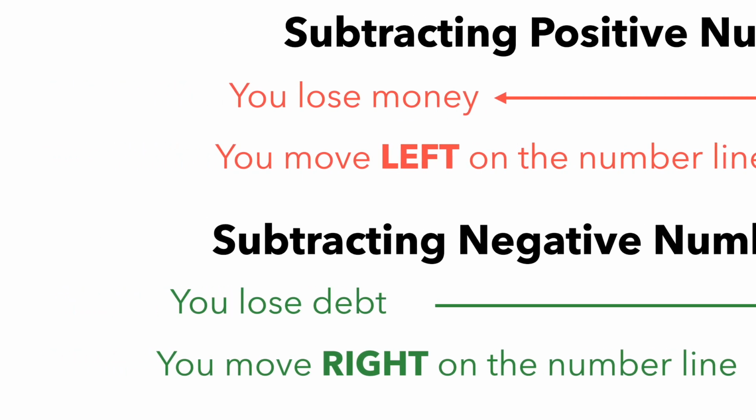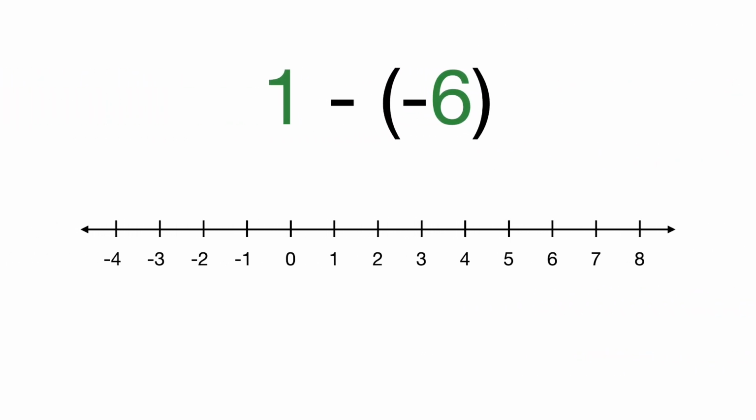So let's get back into those examples here. So 1 minus a minus 6, we see that double negatives, we're instantly going to turn that into addition, and now we can start. So we find our starting point, which is 1, and now it is a plus 6, so we're actually going to move towards positive infinity. So we're going to move right 6 spots. And that's going to leave us at 7. So 1 minus a minus 6 turns into 1 plus 6, which is going to give us 7.